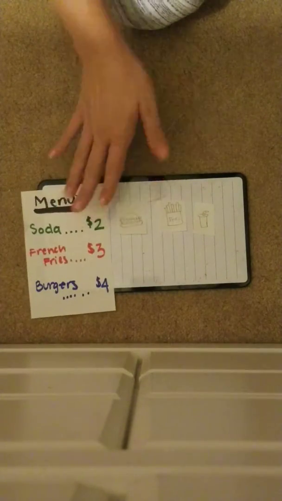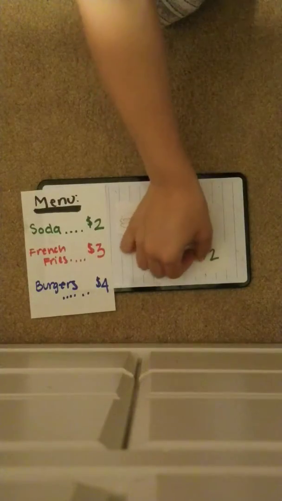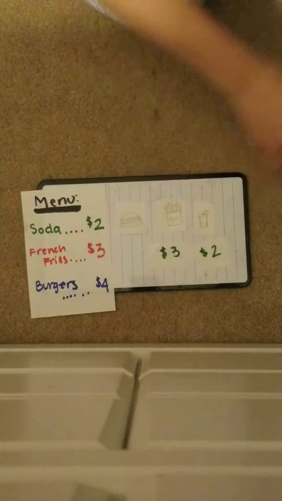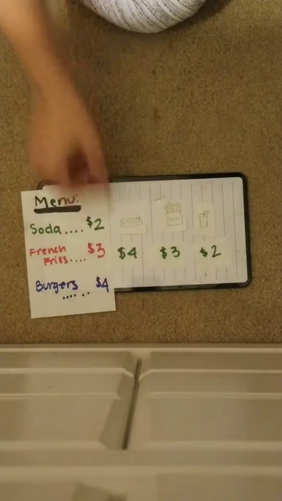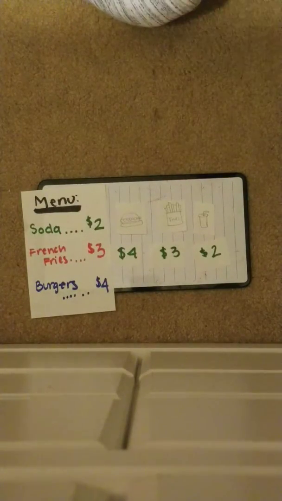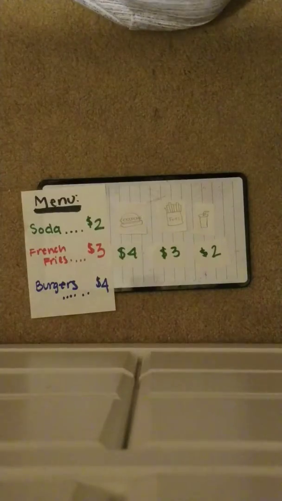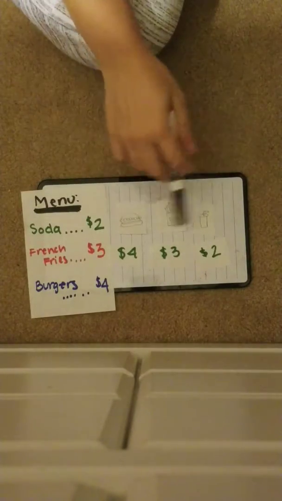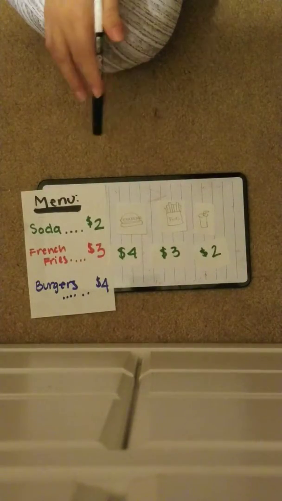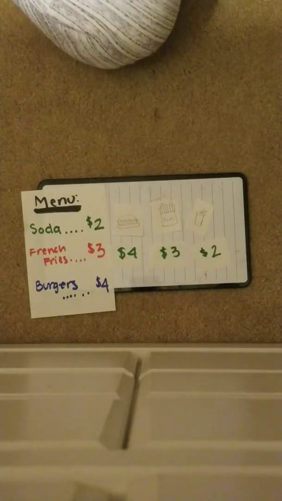In order to solve this, the sodas are $2, the french fries are $3, and the burgers are $4. Depending on how many you order, you can write out a problem. And I forgot my pen. Oh no, I did. It's right there. Okay. So you can write out a problem. A variable would be a substitute for what these are in order to make the problem.